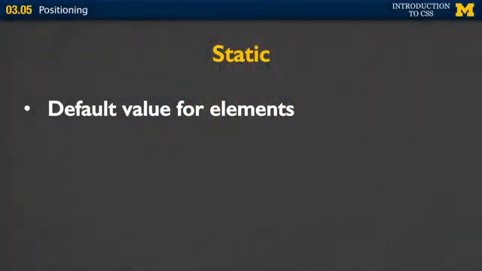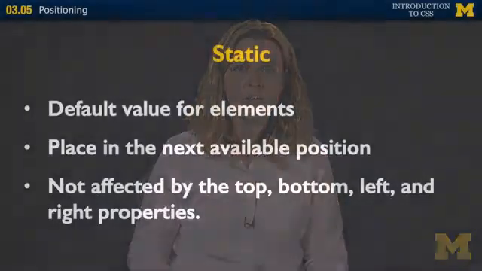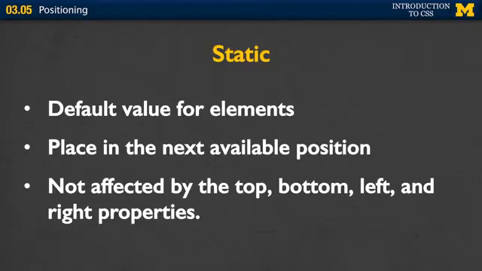The reason we're going to start with static is because you've already been using it all along. It's what we call the default value for elements. If you don't say anything else, it's going to be set to this. How it works is that the browser is going to place each element in just the next available position. You can give it values such as top, bottom, left, and right, but the browser is going to completely ignore it. How it's going to work is something like this.